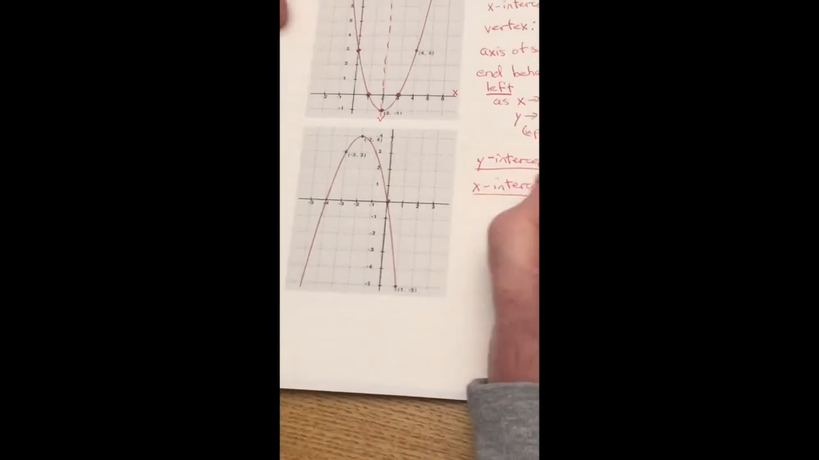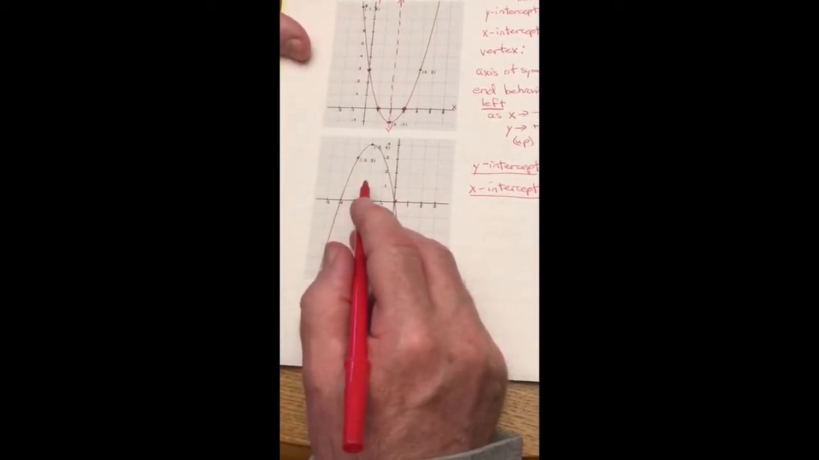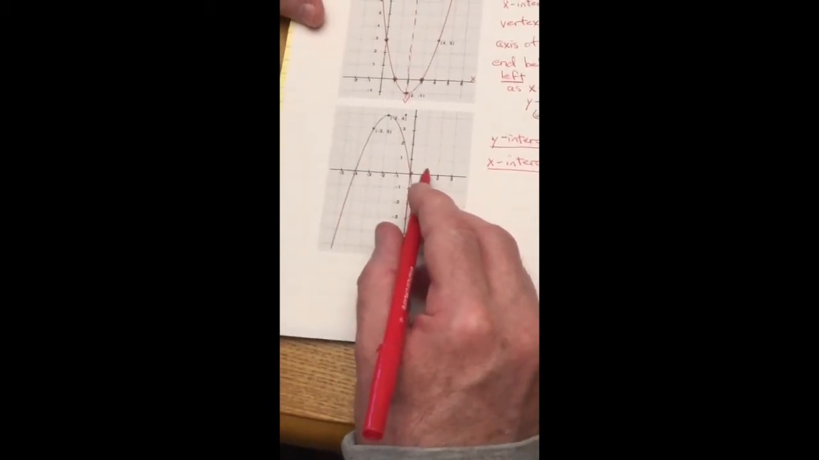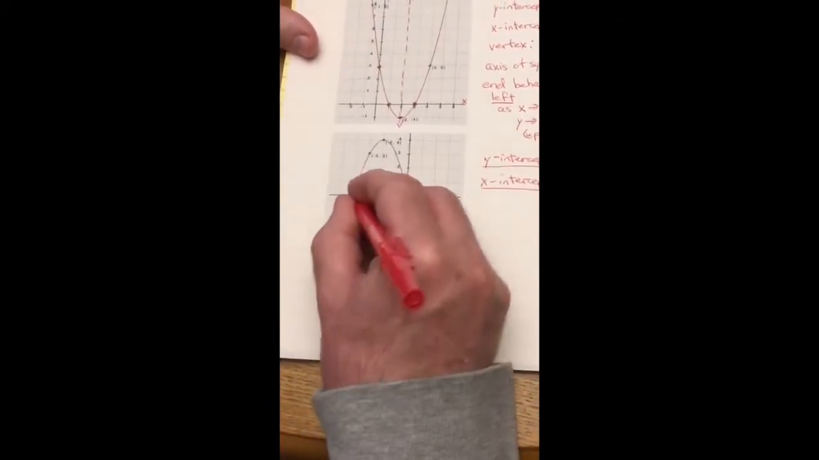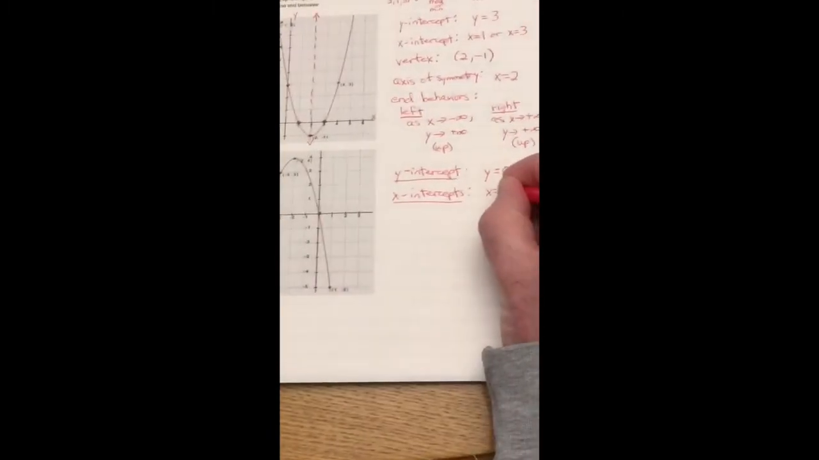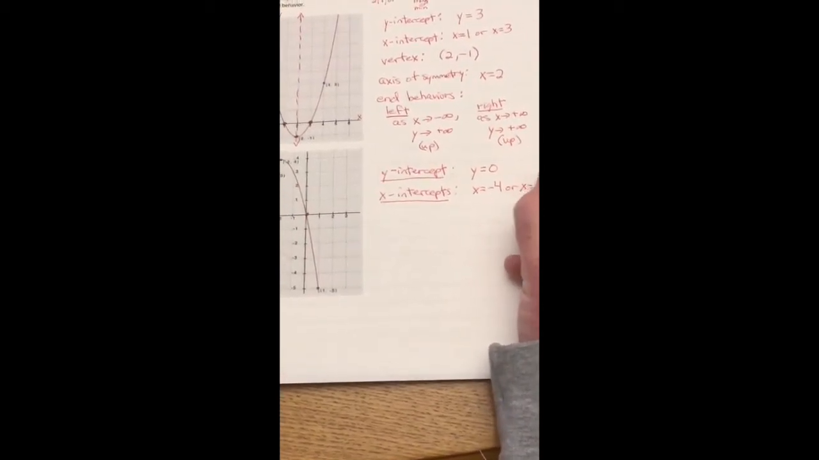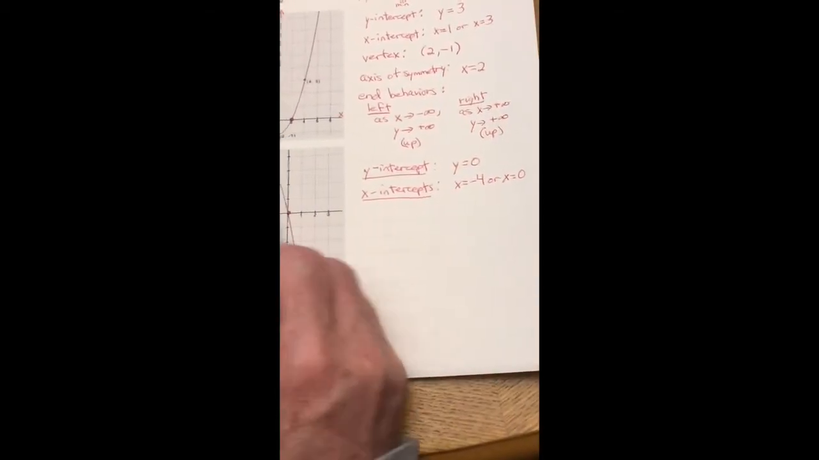again, this one has 2. They don't always have 2. Sometimes you could have just 1 if the vertex hit right at the x-axis, or you might not have any if it doesn't hit the x-axis. But for this one, the x-intercepts are here and here. So I'm going to get x equals -4 or x equals 0. So again, this one has 2 x-intercepts.